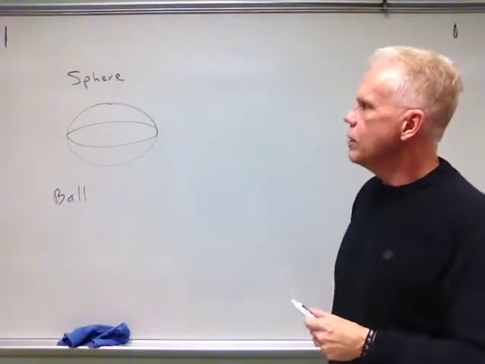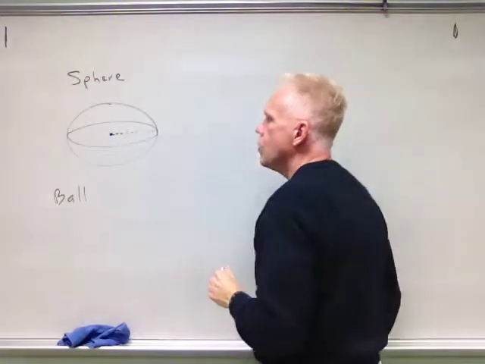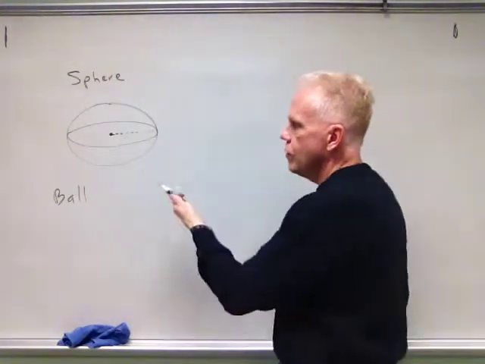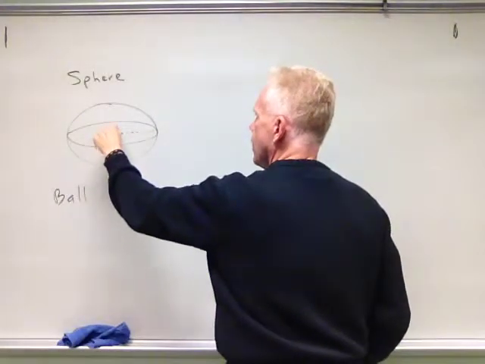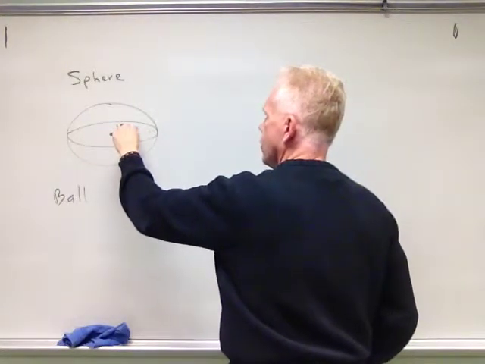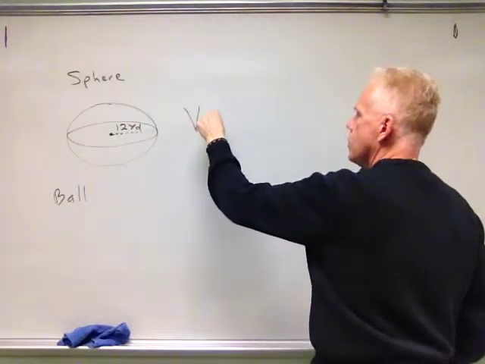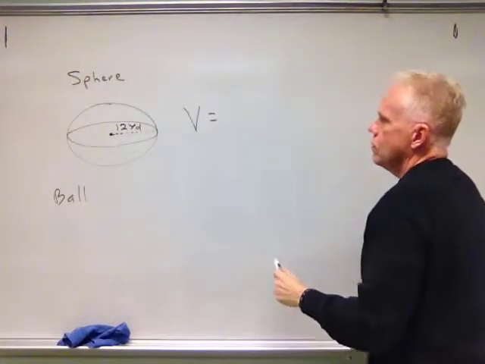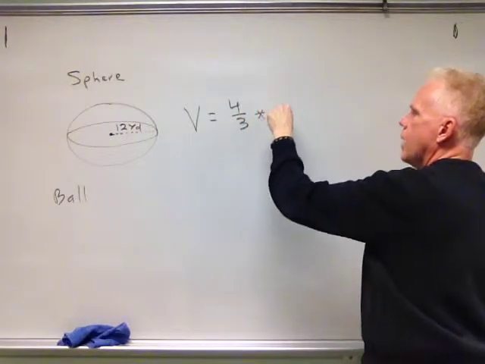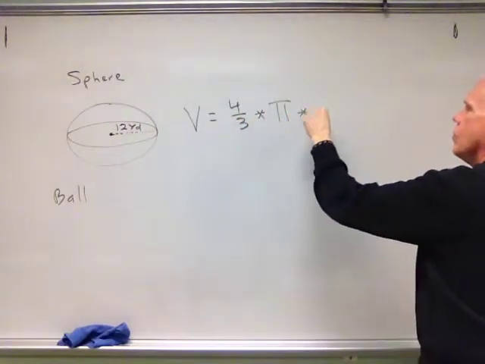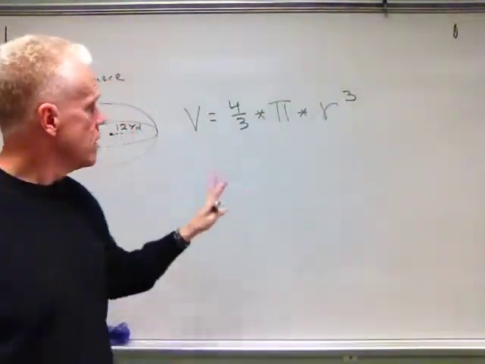The measurement we want to look for here that they should give us would be the radius of the sphere. Let's say the radius of this sphere is 12 yards. Now my formula is going to be volume equals 4/3 times pi times the radius cubed, the third power of the radius.